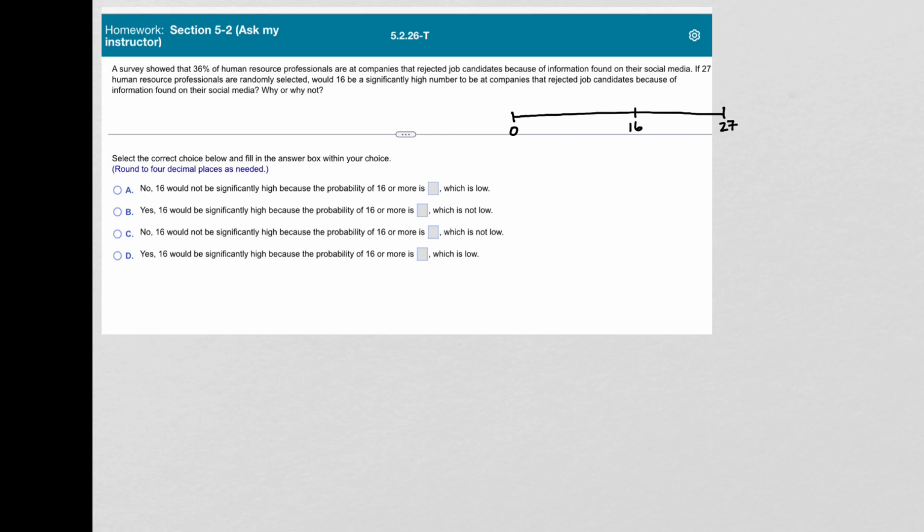So how we're going to determine this is we start by looking at N. N is the number of trials, so that's 27. And the probability that an individual works at one of these companies is 0.36. So that's our probability of an individual success. Now we want to find the probability that there are 16 or more, right? Because it said, would 16 be a significantly high number? So that means 16 or more.